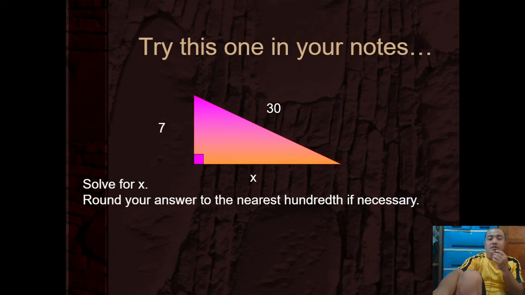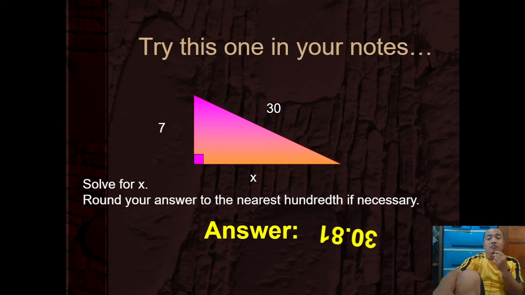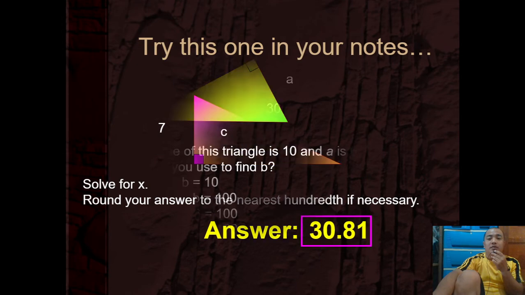How about this? Subtraction naman to kasi given yung hypotenuse. 30 squared minus 7 squared. That means 900 minus 49. 900 minus 49 is 851. And what's the square root of 851? 30.81. Okay, you can use your calculator.